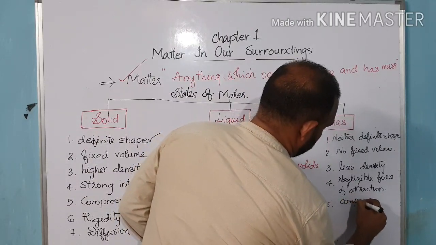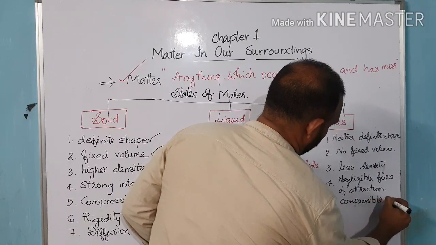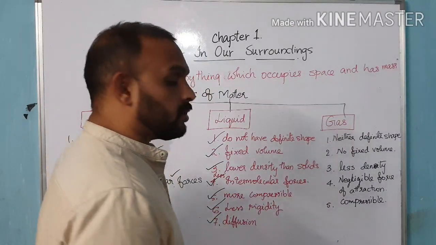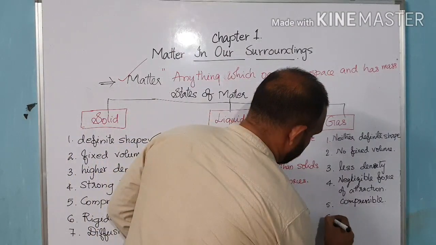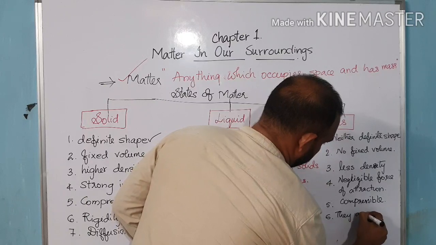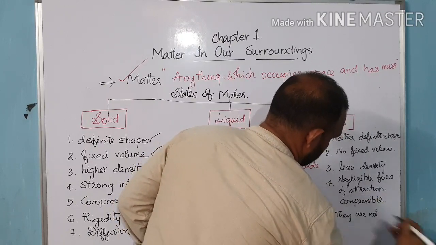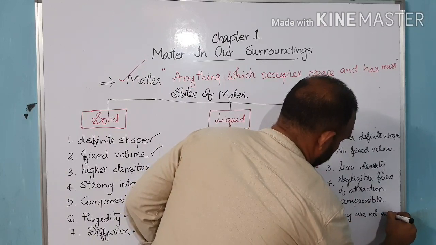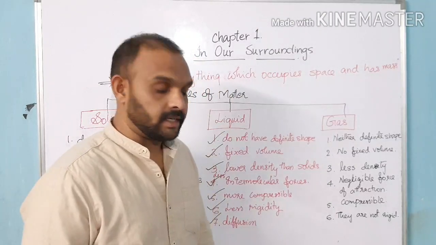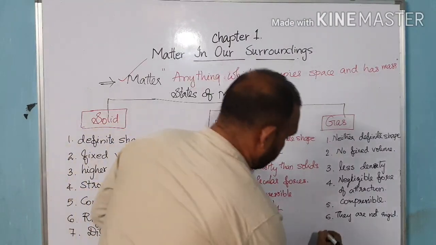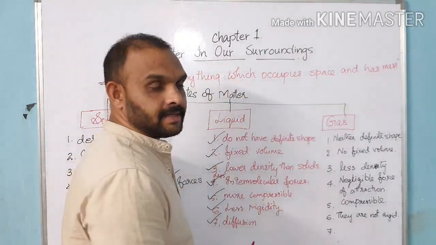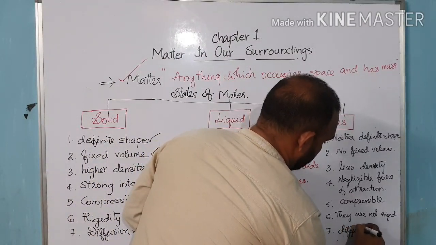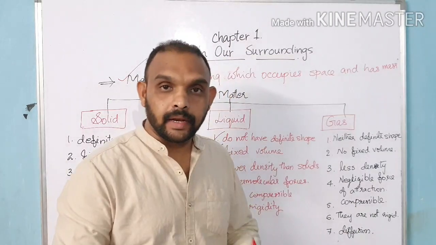So we can say that gases are compressible. They are compressible because they have the ability to flow in any direction. Then about the rigidity, they are not rigid, because there is very large space between the particles of gaseous state. The last one, diffusion. Do gases diffuse? Yes, gases diffuse in any direction.